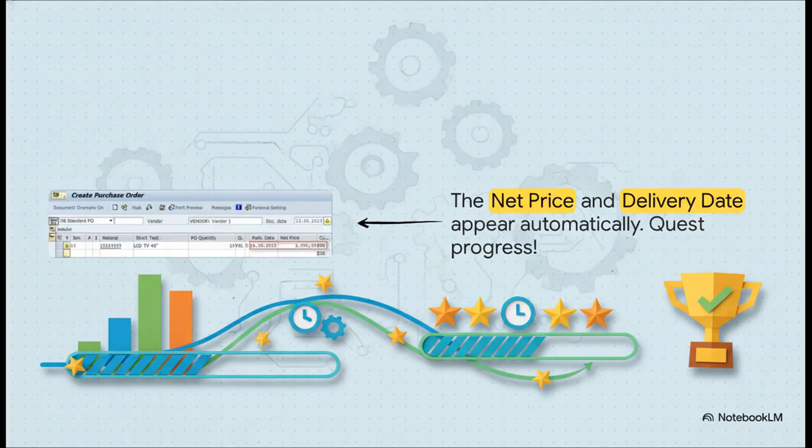See that? The net price and the delivery date, they just populated themselves. That's the power of master data at work, saving you time and stopping errors before they happen. Your quest progress bar is definitely filling up.